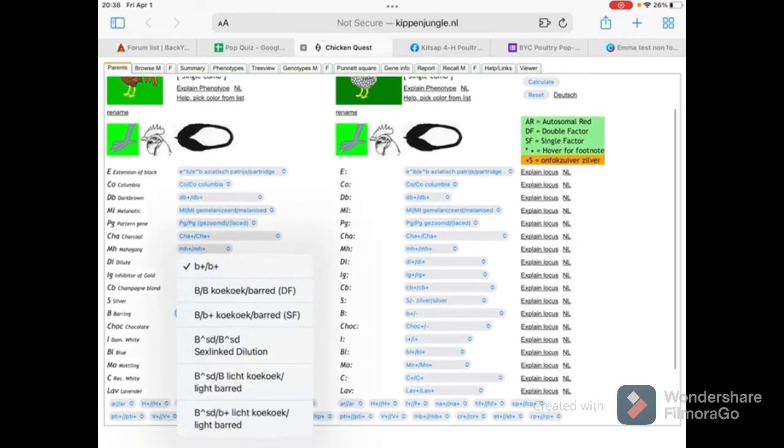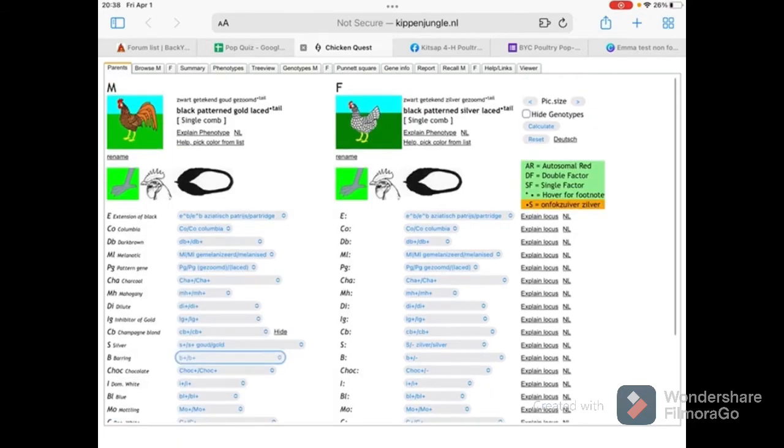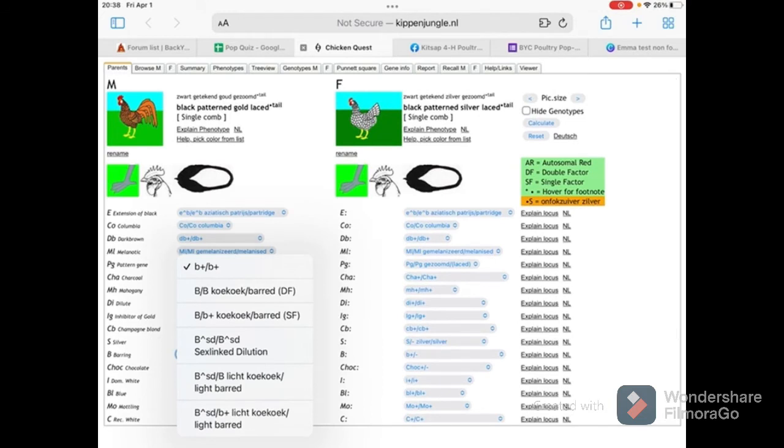Okay, so after silver, we have another sex-linked gene. This is barring. Again, there's technically a few mutations on this locus, but we really only talk about the big B and little b plus. We don't really generally talk about the big B with the SD exponent. So barring, again, is a sex-linked gene carried on the Z chromosome. So males can have up to two copies, whereas females can only have one. Barring is a dominant gene, so no matter what, it will be expressed.